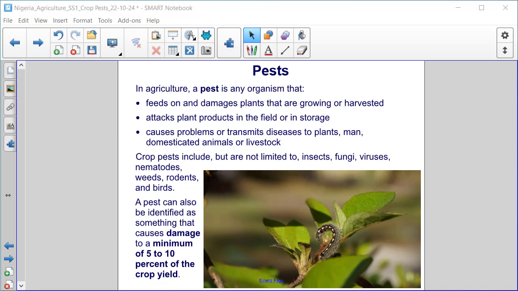Pests. In agriculture, a pest is any organism that feeds on and damages plants that are growing or harvested, attacks plant products in the field or in storage, causes problems or transmits diseases to plants, man, domesticated animals, or livestock. Crop pests include, but are not limited to, insects, fungi, viruses, nematodes, weeds, rodents, and birds. A pest can also be identified as something that causes damage to a minimum of 5 to 10% of the crop yield.